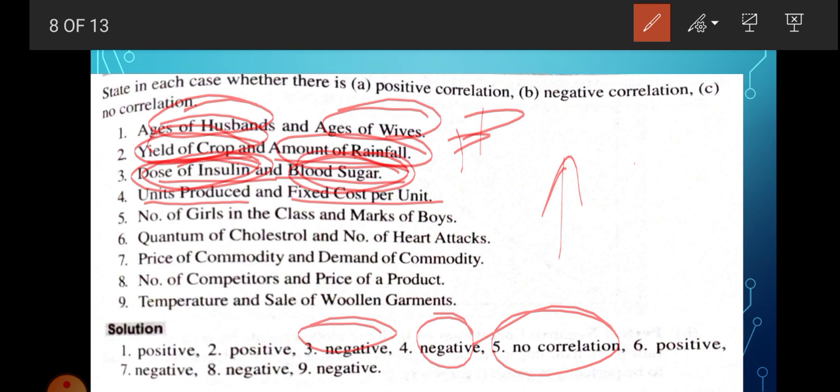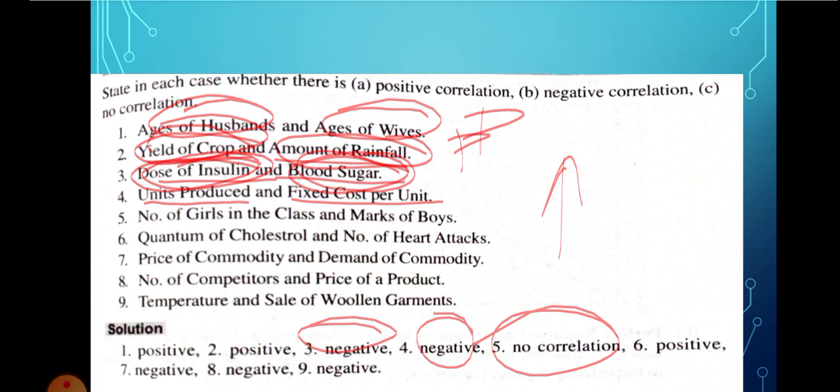Similarly, temperature and sales of woolen garments: if the temperature is more, then the sale of woolen garments will be less. So there is a negative correlation. So the answers are also written. You can just go through all the examples for a better understanding.